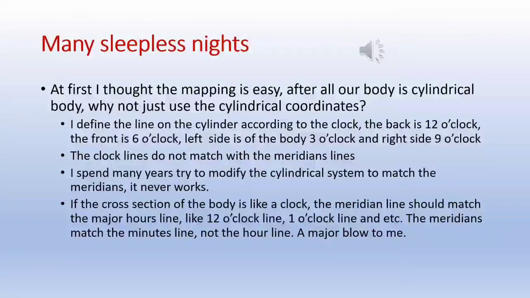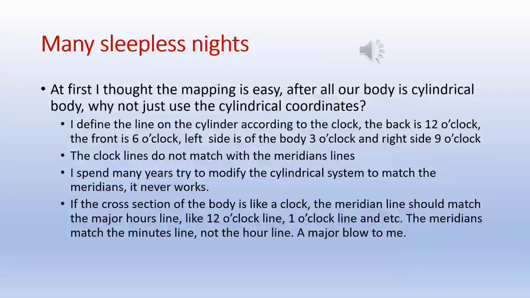At first, I thought the mapping is easy. After all, our body is cylindrical in shape. Why not just use cylindrical coordinates? So at first, I defined the line on the cylinder. The top is like a clock, so we have 12 o'clock at the back, our front is 6 o'clock, our left side is 3 o'clock, and our right side is 9 o'clock.